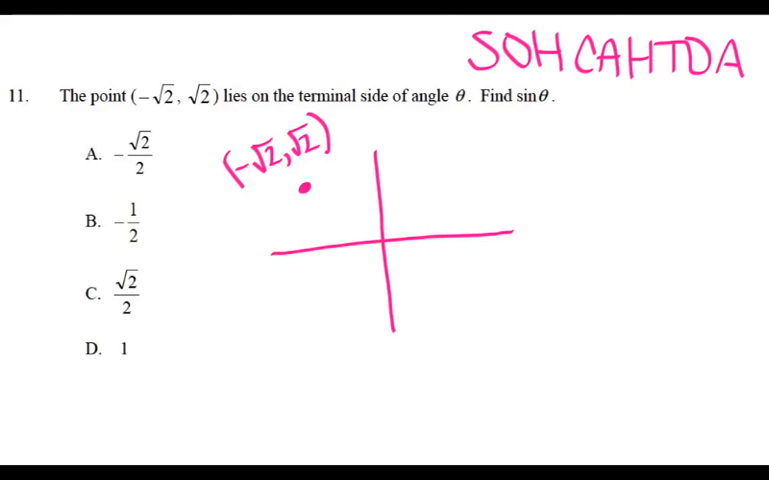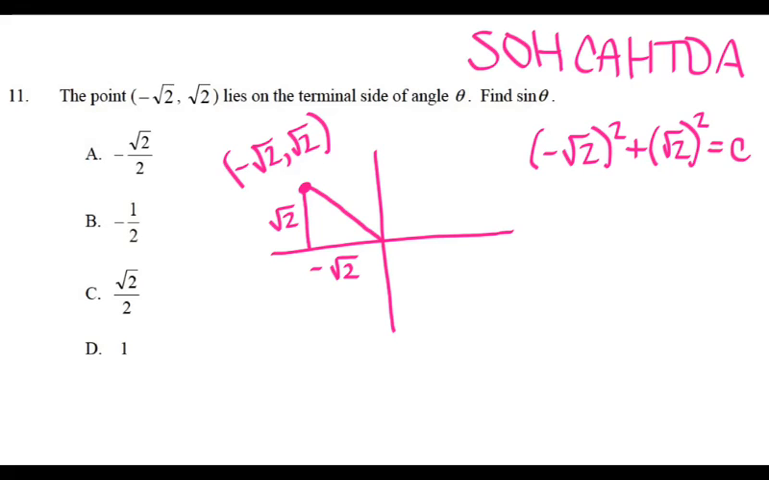And what I can do is make a triangle. So I can go straight down, straight to the origin. So the horizontal distance is negative root 2, and the vertical distance is positive root 2. Now to find the hypotenuse, you're going to use the Pythagorean theorem. So I have negative root 2 squared plus root 2 squared equals c squared, which will be your hypotenuse. I'm going to use my calculator. Negative root 2 squared plus square root of 2 squared gives me 4. So c equals 2. So that means your hypotenuse for this is 2.